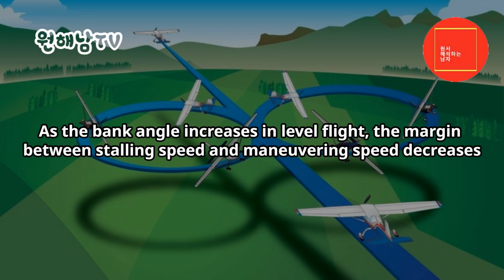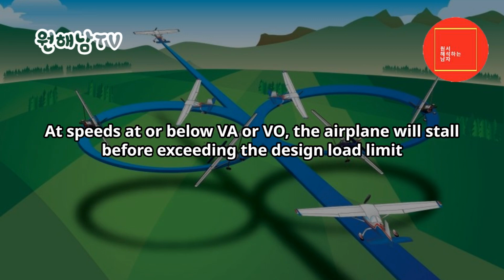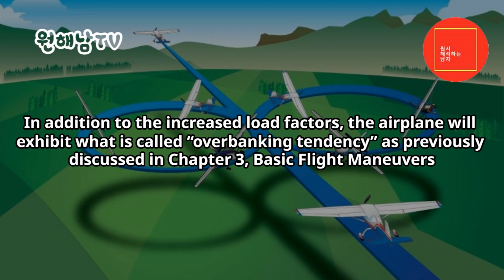As the bank angle increases in level flight, the margin between stalling speed and maneuvering speed decreases. At speeds at or below VA or VO, the airplane will stall before exceeding the design load limit. In addition to the increased load factor, the airplane will exhibit what is called overbanking tendency, as previously discussed in Chapter 3, Basic Flight Maneuvers.